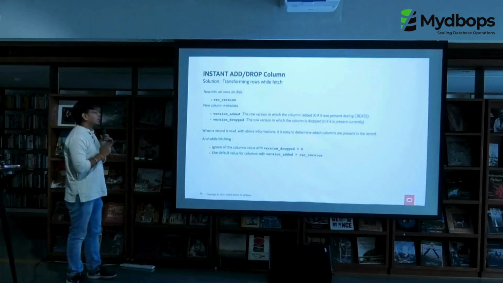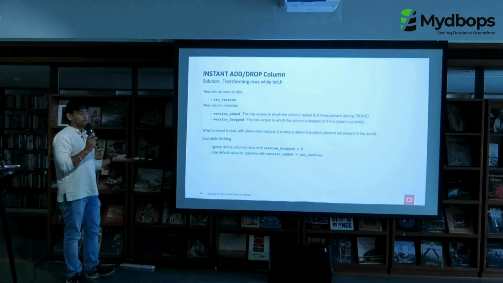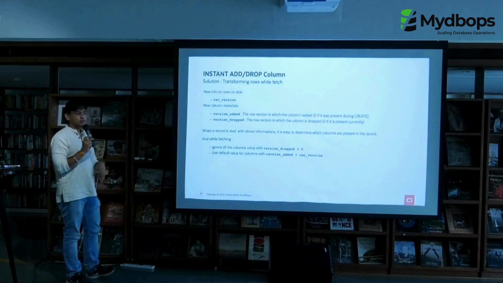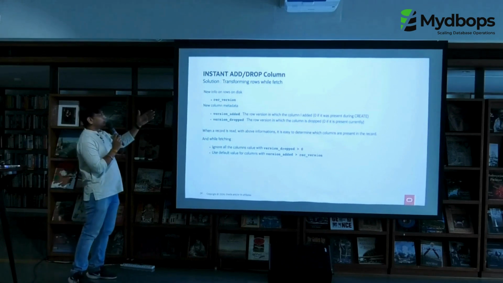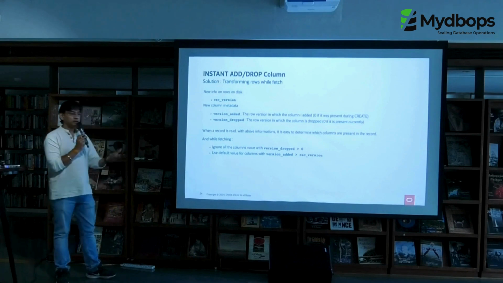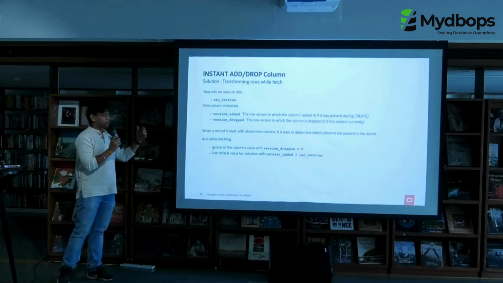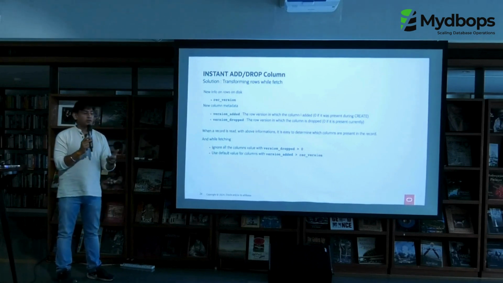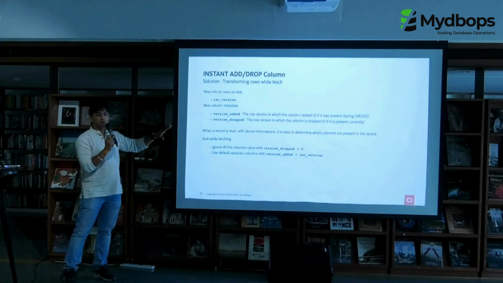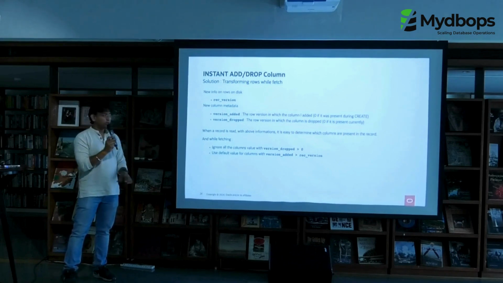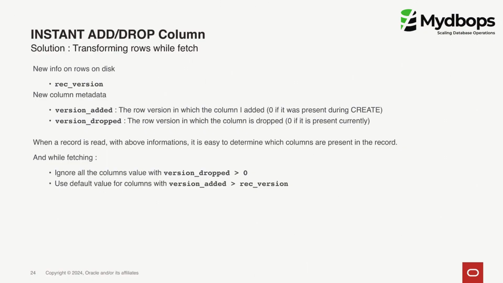As I said, how do we transform an existing row to the latest version available now? This is the information available on disk. When we read the row, we can read the record version. We also have column metadata. If a column is added, we store in the data dictionary the version in which it was added. If a column is dropped, we store in the data dictionary the version in which it was dropped.